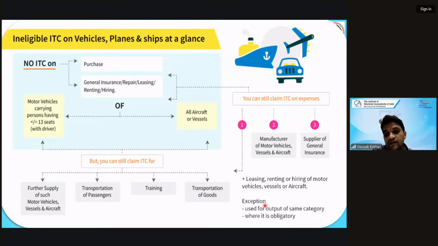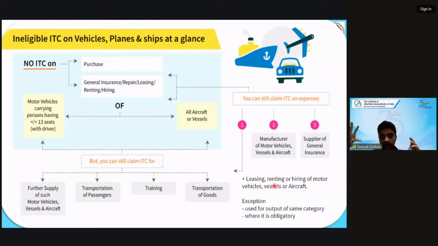Okay. Exception again here is when it is used for output of the same category. The exception they have given for leasing and renting is when you take it on lease and you are into the business of subleasing it. You are into the business of leasing of cars and you have taken a car on lease, then you can claim it.